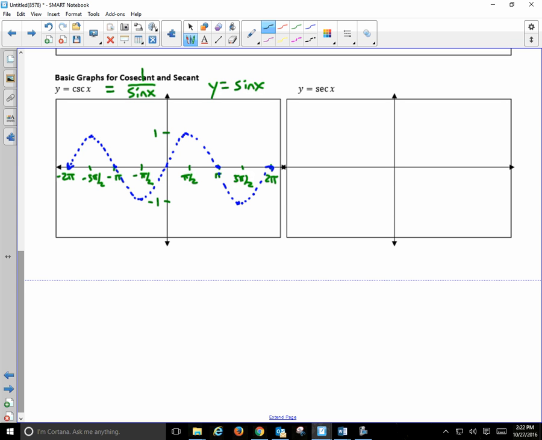What is the height of the graph right here? 0. Sine is 0 right here. I don't want to graph sine. I want to graph cosecant. What's the relationship between cosecant and sine? Reciprocals. So I'm going to graph the reciprocal of 0. What's the reciprocal of 0? Which is undefined. So every time you see a spot where the sine graph crosses 0, you draw one of these things.